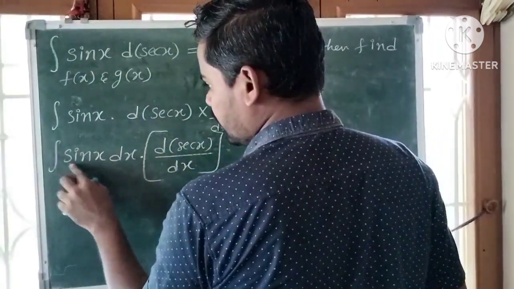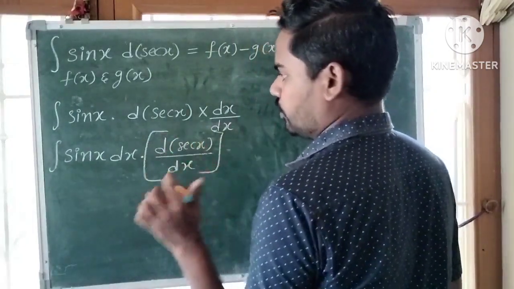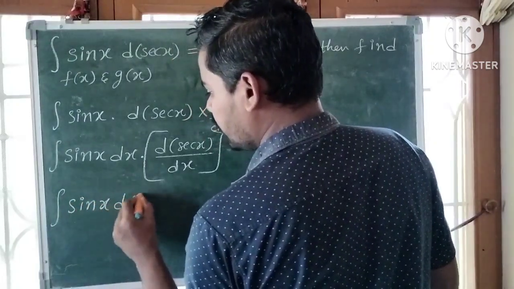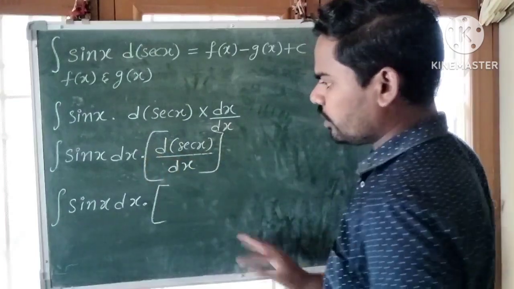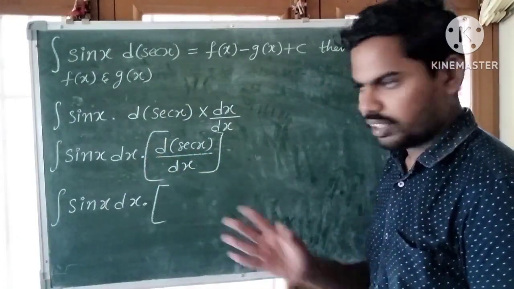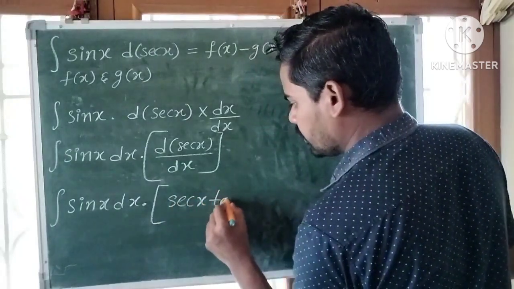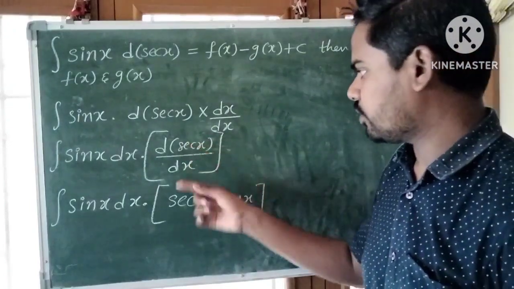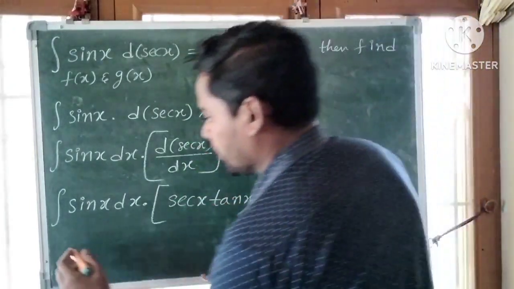Here integral sin x dx into this derivative of this function. So first apply differentiation. Integration means antiderivative. d by dx of secant x, what? The derivative of secant x is secant x tan x. The formula for the derivative of secant x is secant x tan x.